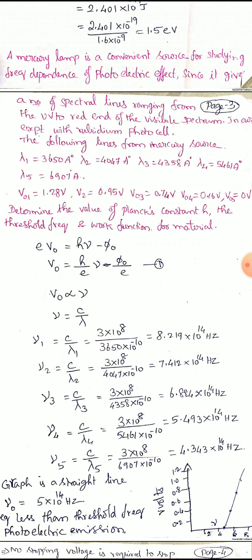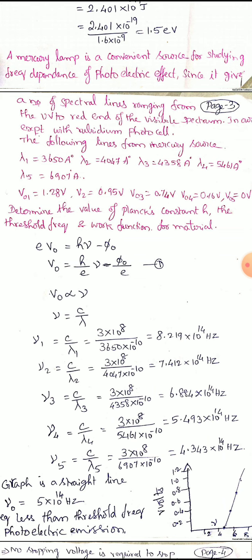Nu 1 is equal to c by lambda 1. Substitute the value of c and the lambda 1 value, and you will get the answer as 8.219 into 10 to the power of 14 hertz. Similarly, for the various wavelengths, we have to find the frequencies nu 2, nu 3, nu 4, nu 5. So five frequencies we got. Using these frequencies, draw a graph taking nu on the x-axis and volts on the y-axis. If we draw a graph, it will be a straight line as shown in the diagram.